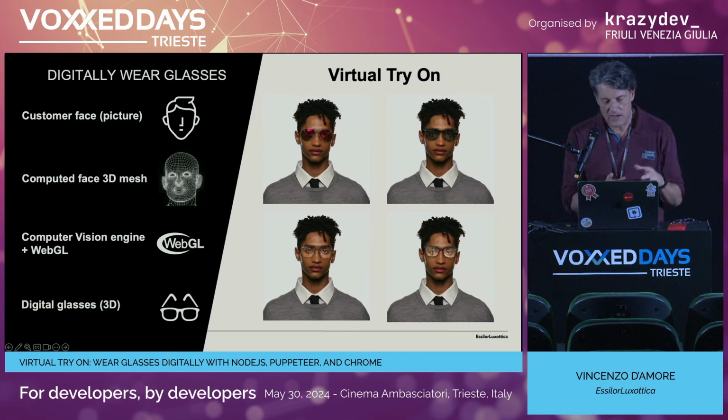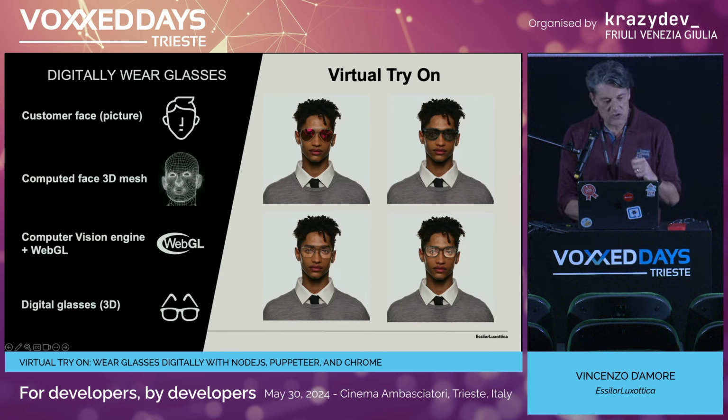A 3D mesh is just a file with a collection of vertices, edges, and faces that together form a three-dimensional object. That three-dimensional object is the head of the user. It's used for visualization and prototyping. We use it to put the glasses in the right position.